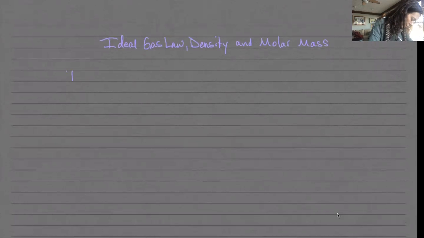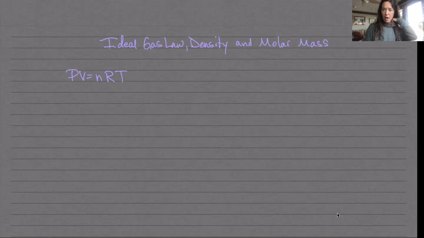Ideal gas law, density, and molar mass. All right. So we know that the ideal gas law, an equation of state, is PV equals nRT. Now let's derive an equation for density and molar mass in here. Now, let's look at density.